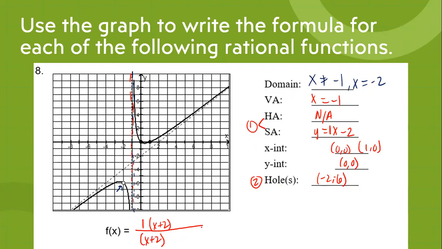Okay? Next, after we look at our hole, we're going to look at our x-intercepts. Our x-intercepts go in our numerator. So we have x equals 0 and x equals 1. What factors would give us x equals 0 and x equals 1? X minus 1 and x. Perfect. Last but not least is our vertical asymptote. What factor will give us a vertical asymptote at x equals negative 1? X plus 1.